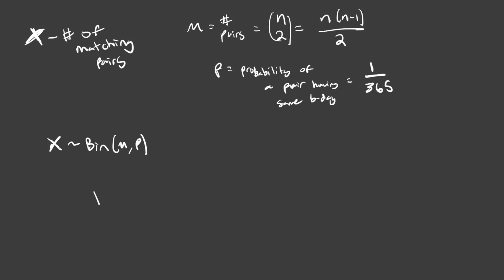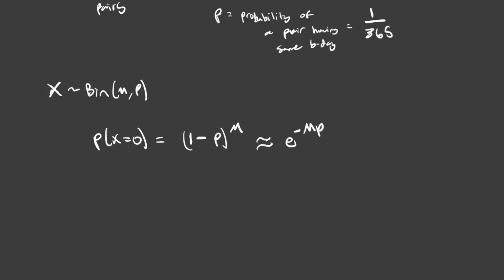So the probability that x equals 0, which just means the probability that we have 0 matching pairs, is just going to be equal to 1 minus the probability of any pair having the same birthday. Since we're modeling these as independent events, we take that to the power of m, because that's how many pairs we have. Now, this is the interesting part. Once we have this, we can approximate it using the property from calculus that this is roughly equal to e to the negative mp. This approximation is accurate when p is relatively small compared to m, which it is in this situation.